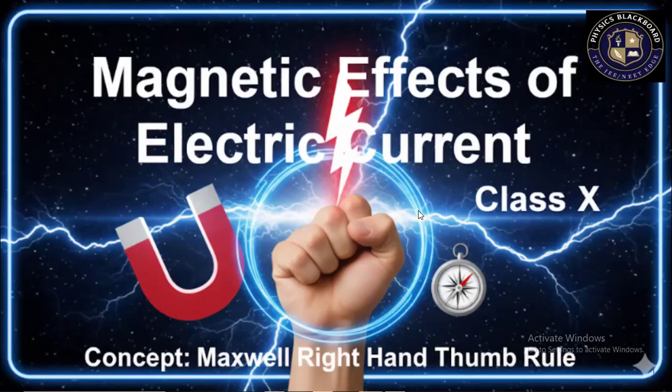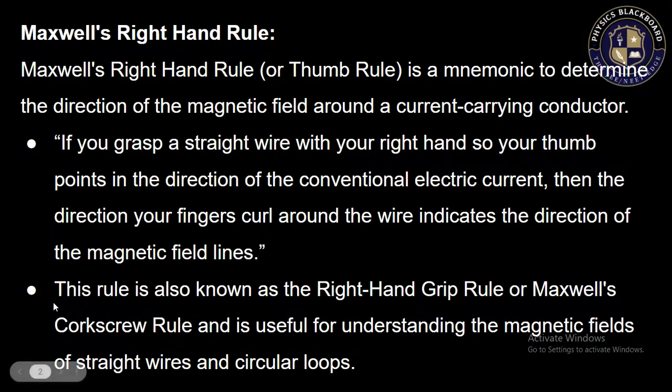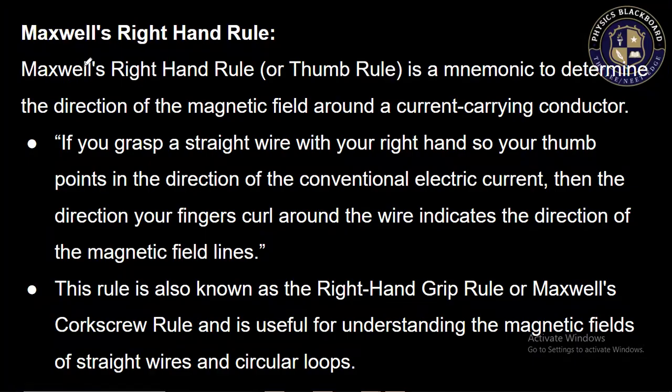Here, we learn the concept Maxwell right-hand thumb rule in the case of linear conductor from the chapter Magnetic Effects of Electric Current from class 10. Before getting into the concept, I just want to discuss what is Maxwell right-hand thumb rule. It's a mnemonic to determine the direction of magnetic field around the current carrying conductor.